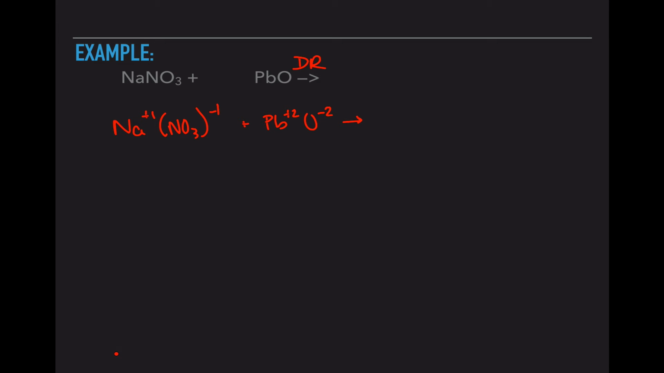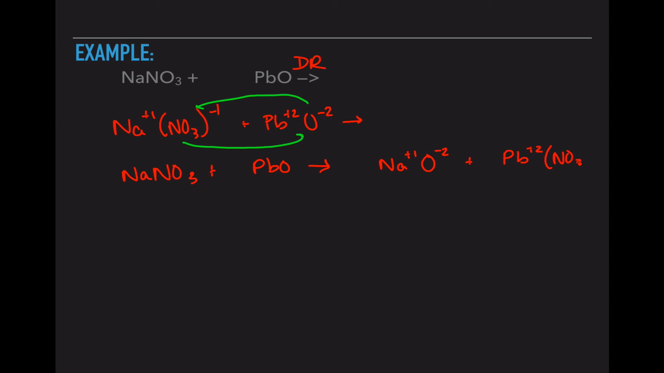Now that we've written the oxidation numbers, I'm going to rewrite the front. I'm going to write my yield sign, and I'm going to switch my endings. I'm going to flip-flop these after the arrow. So I have Na with a +1, and an O with a -2, and Pb with a +2, and NO3 with a -1. Now I'm going to crisscross down my numbers.